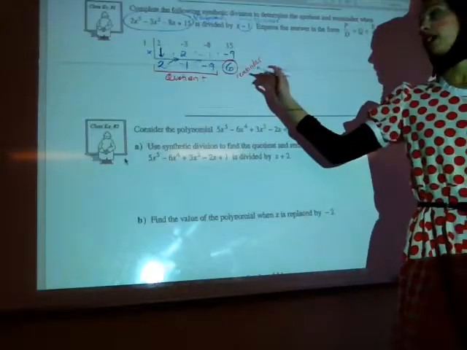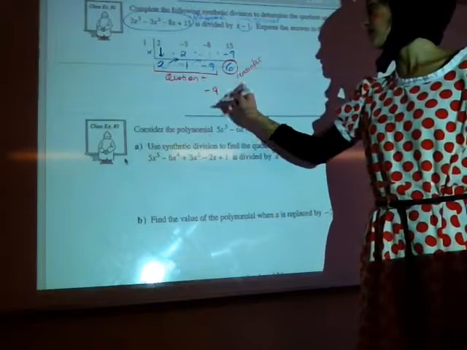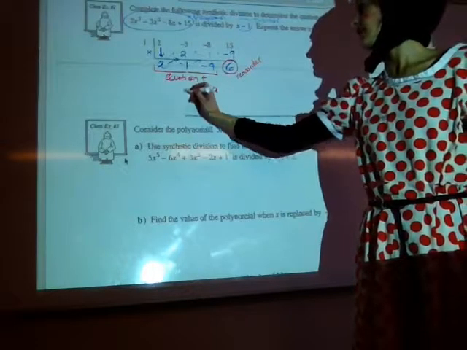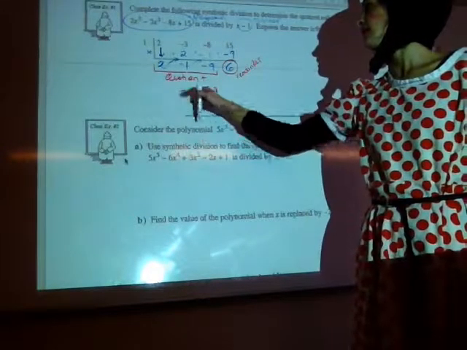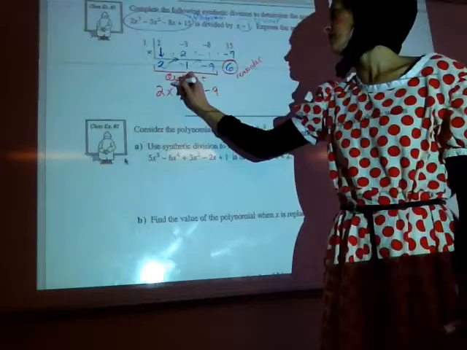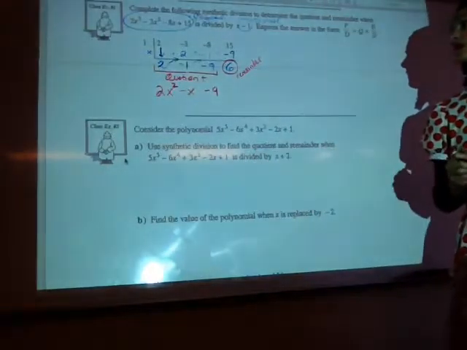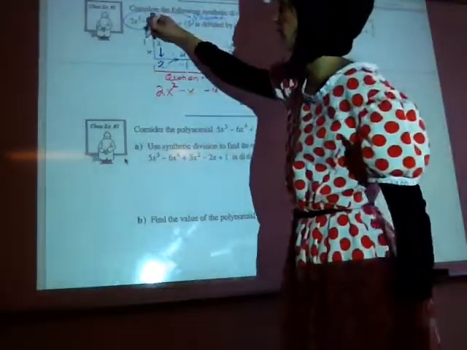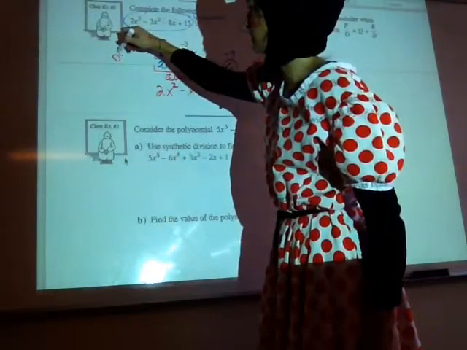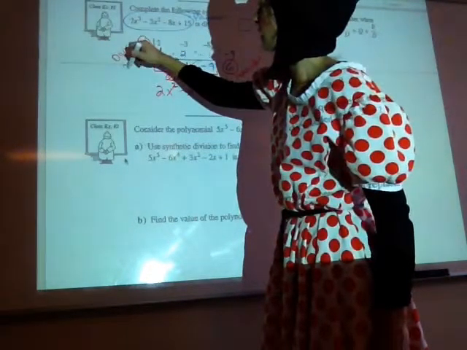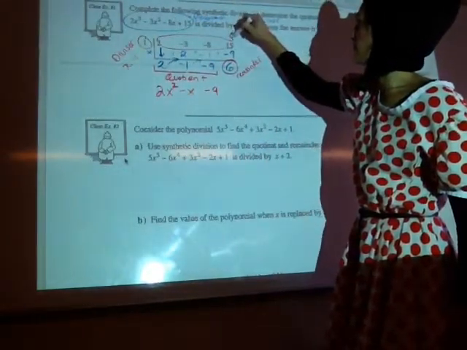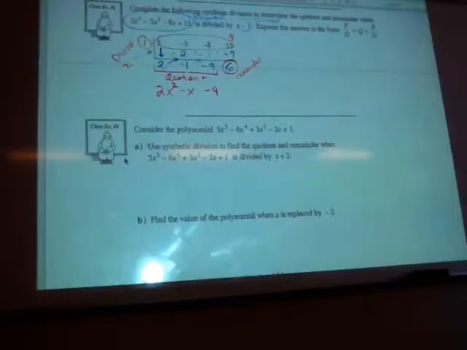We always start with a constant, so we have negative 9 as a constant. We have how many x's? Negative 1 x's. And we have 2x squared. So we have our remainder, our quotient. This came from our divisor, and this came from our polynomial.